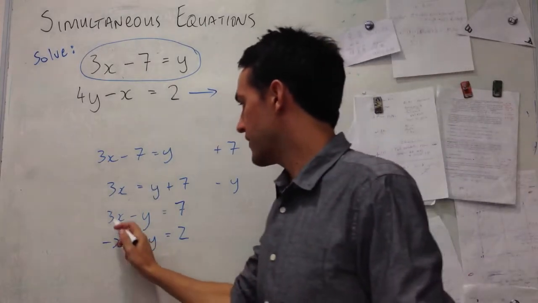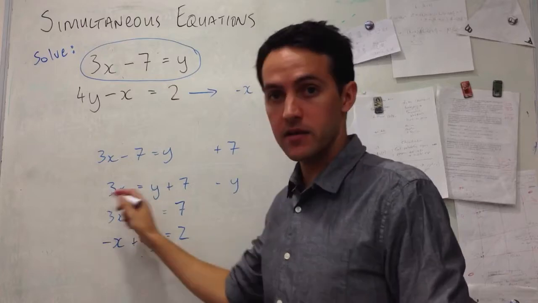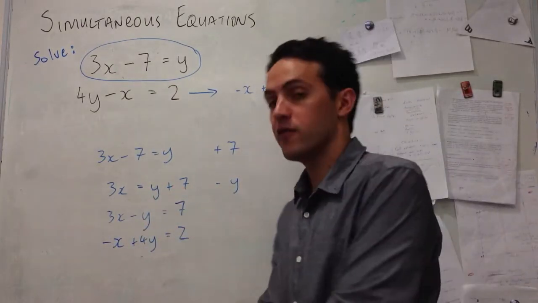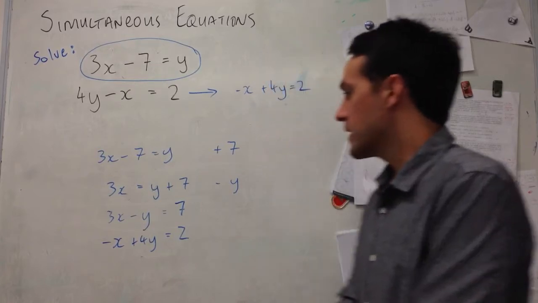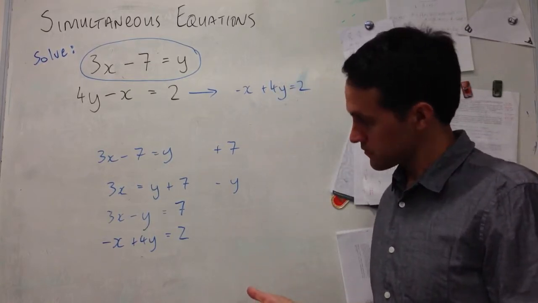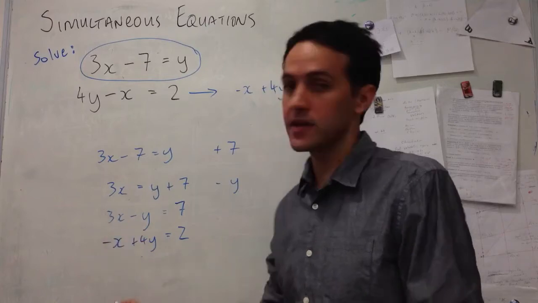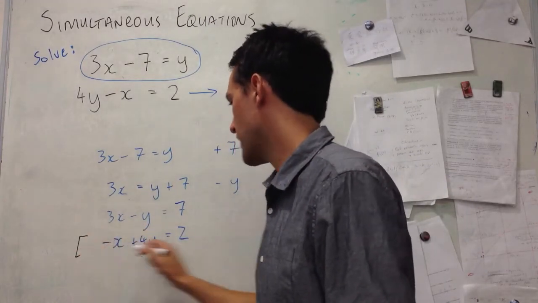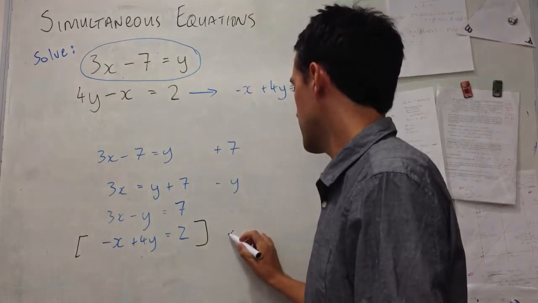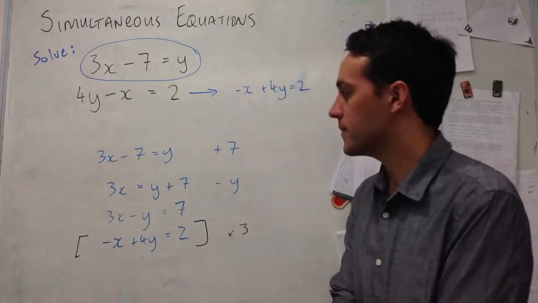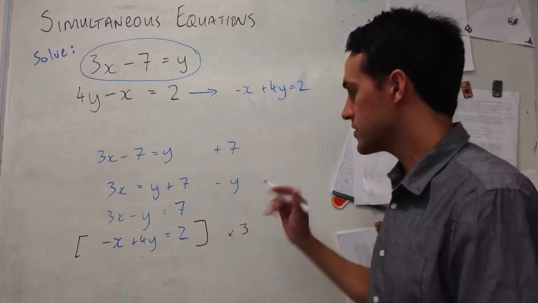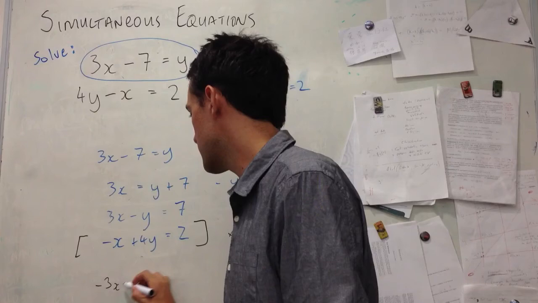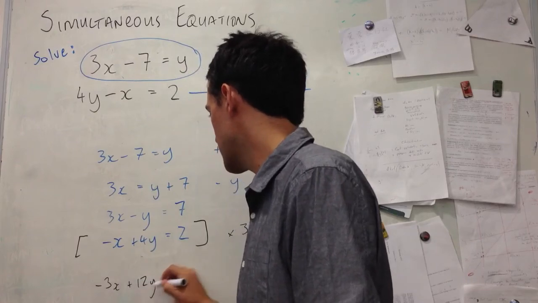So I either want them both to have a 3x or a negative 3x, and I want them both to have a 4y or a negative 4y. Now we can do two things. Say I want to eliminate x, then the logical thing maybe would be to multiply this equation by 3 or by negative 3. If I multiply it by 3, then I'll have negative 3x plus 12y equals 6.